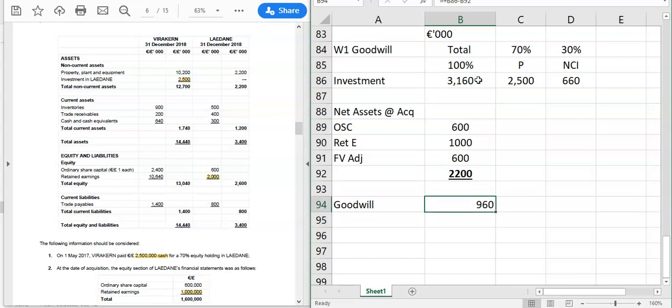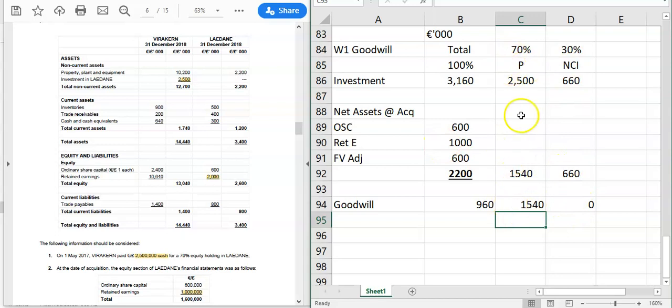And just for illustration purposes, but it's not required, the share of net assets here will be 70% and the share of net assets here would be 30%. So what we're trying to show is there is no goodwill attached to the NCI. When you use this method, which is also called method 1, the NCI is just measured at its share of net assets. So it's a nil. All the goodwill is attached to the parent.